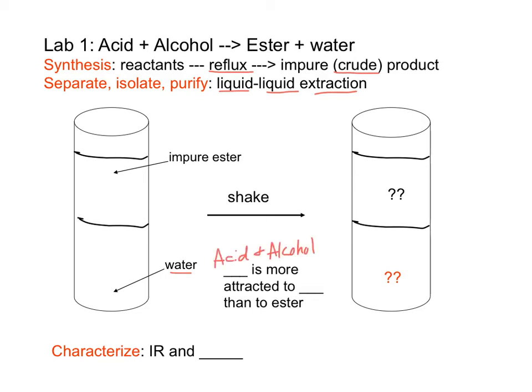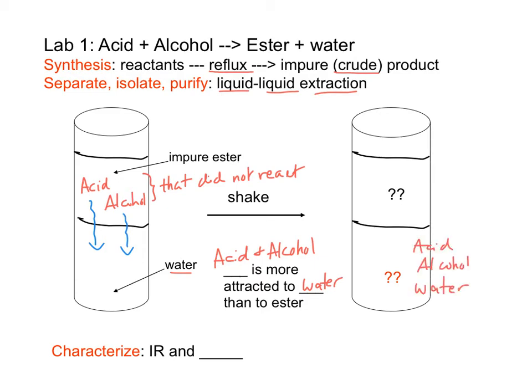The unreacted acid and alcohol is more attracted to the water, which we just added, than to the ester. So water extracts, or is used to remove, unreacted acid and alcohol, and that'll leave the ester all by itself. Finally, we'll characterize the product, that is, determine whether we made the ester by measuring an IR spectrum and by smelling the product to see if it smells like the ester we're supposed to make.